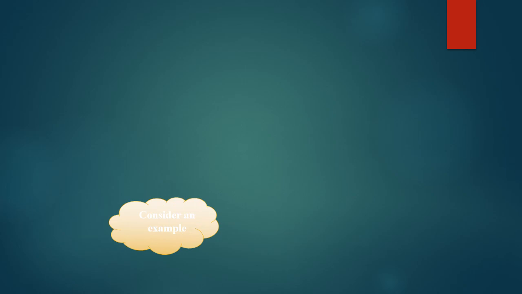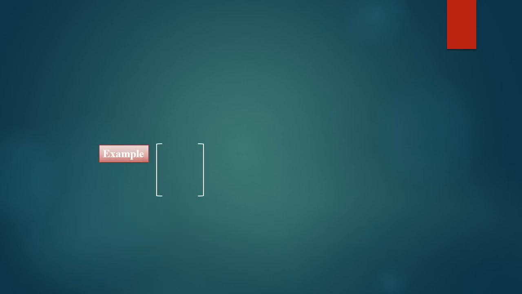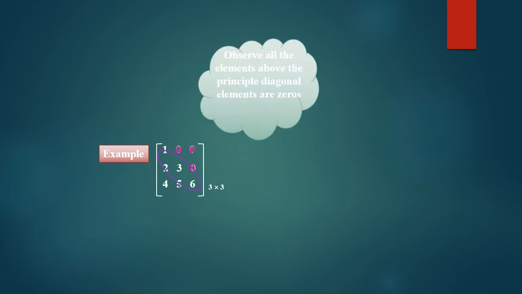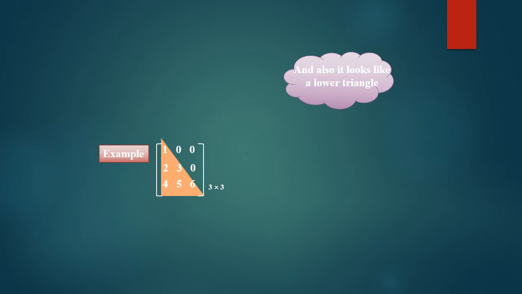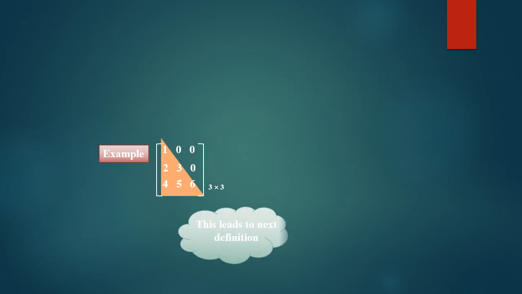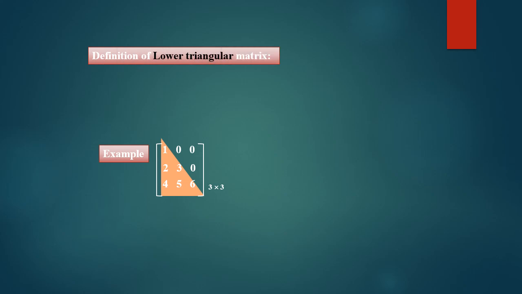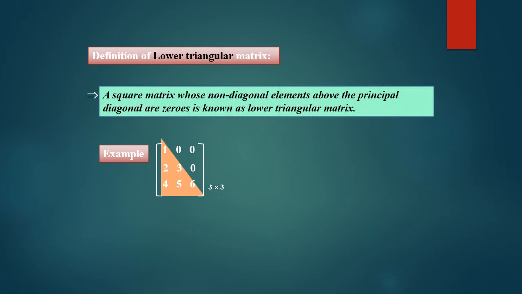Next, consider another example. 1 0 0, 2 3 0, 4 5 6. So in this case you can see the elements above the principal diagonal are 0. This leads us to the definition of lower triangular matrix. So a square matrix whose elements above the principal diagonal are zeros is known as a lower triangular matrix.